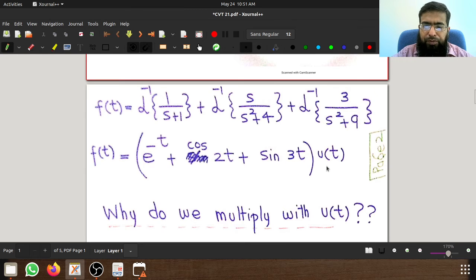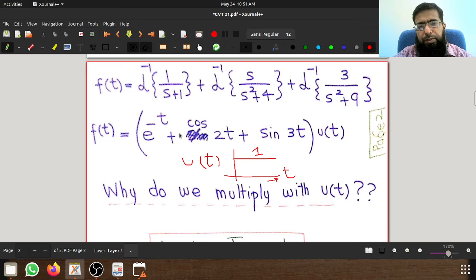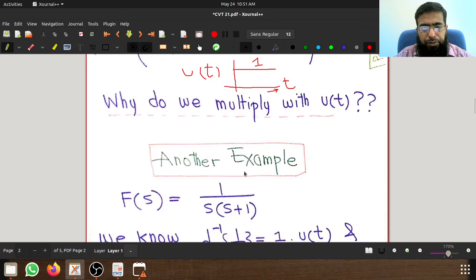This u of t means that the whole signal starts from 1, because u of t is a signal like this. It is 1 for all values of t greater than or equal to 0, but is 0 for all other values. So this is u of t. So u of t means that all these signals start from 0 onwards.